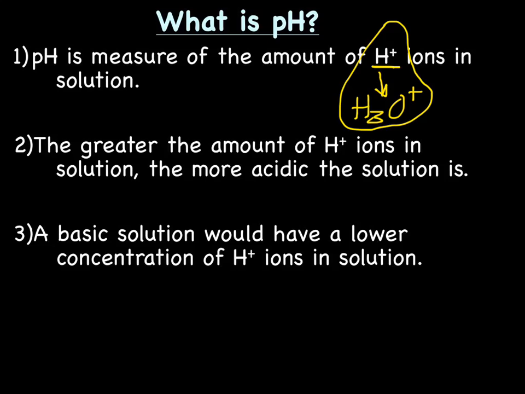Okay. So the greater the amount of H plus ions or H3O plus ions in solution, the more acidic the solution. Basic solutions would have lower concentrations of H plus or H3O plus ions in solution.